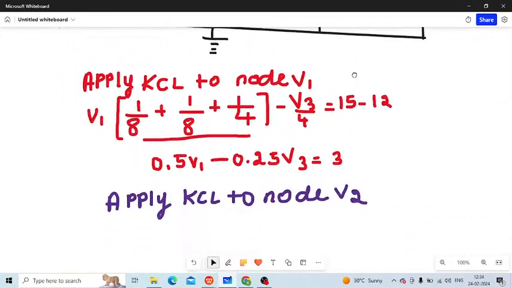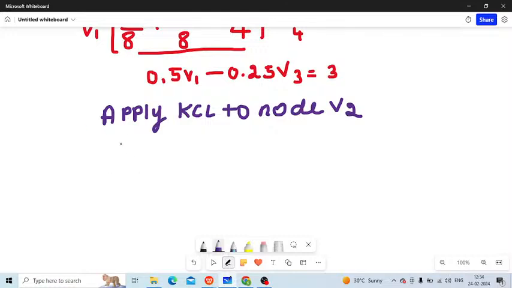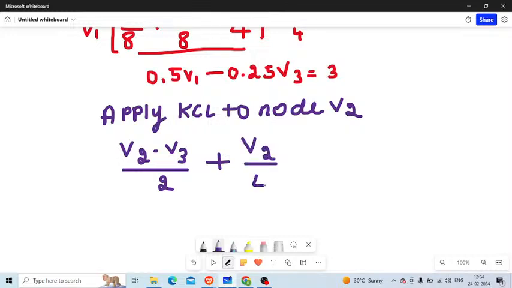Shall I write it? Yes. Thus, V2 minus V3 divided by 2, plus V2 by 4, plus V2 minus 32 divided by 4, which is equal to 12, right?